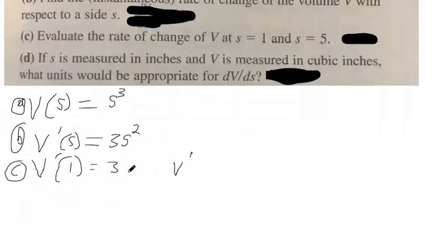And then for the derivative at 5, you're just plugging 5 into the derivative. So 5 squared is 25, 25 times 3 is 75. Okay, but D is an important question. D says, what are the units?